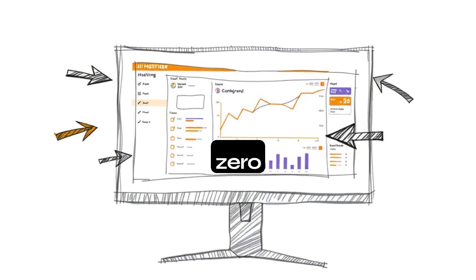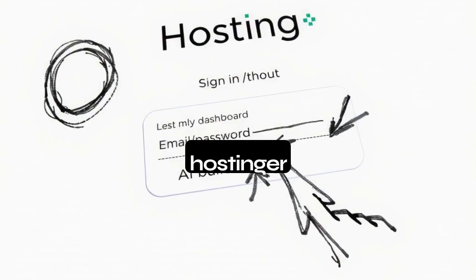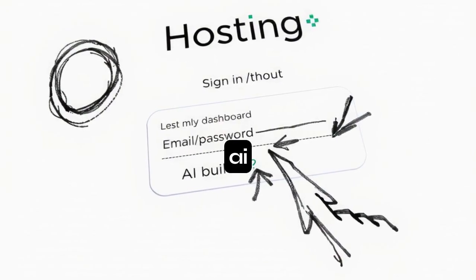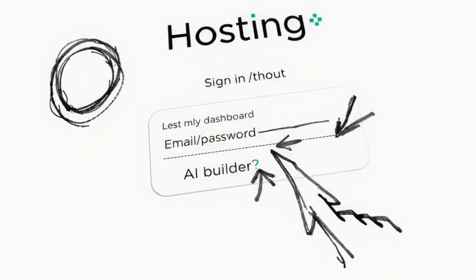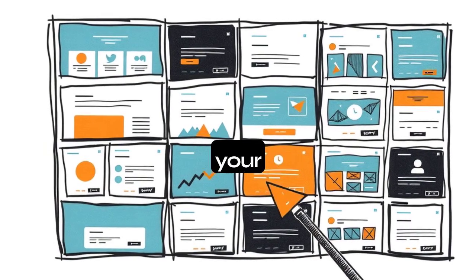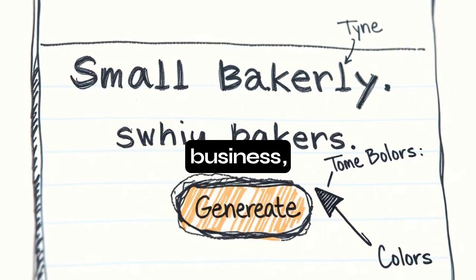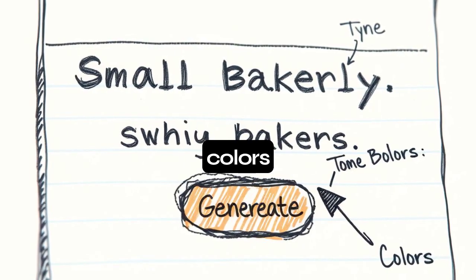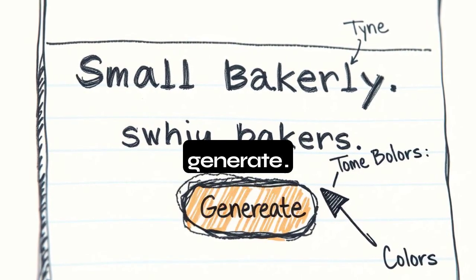Create a site with zero coding. Sign into your Hostinger account and open the AI Website Builder dashboard. Select your website type and browse AI-powered templates tailored to your industry. Describe your business, tone, and preferred colors in the AI brief and click Generate.